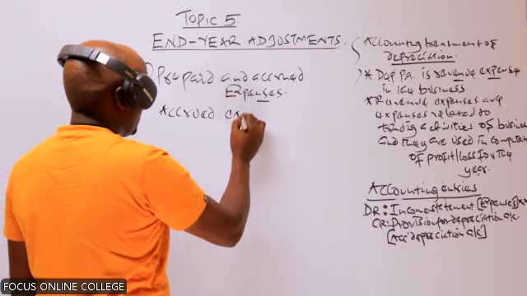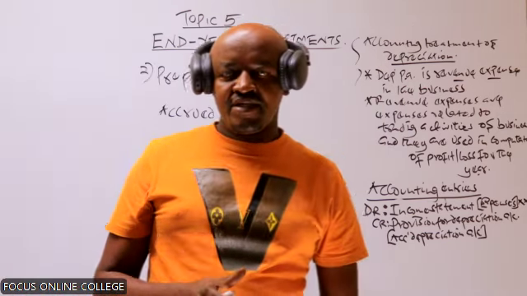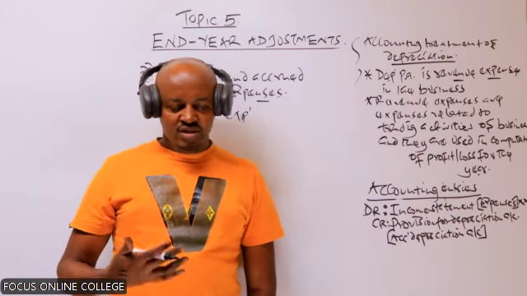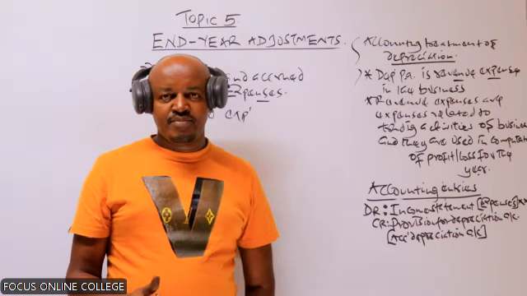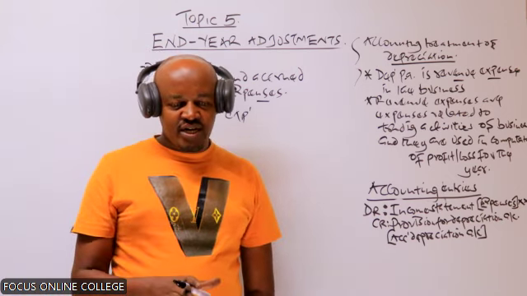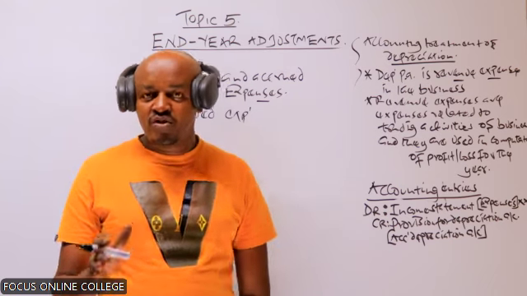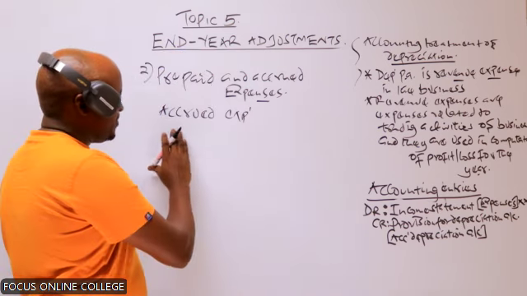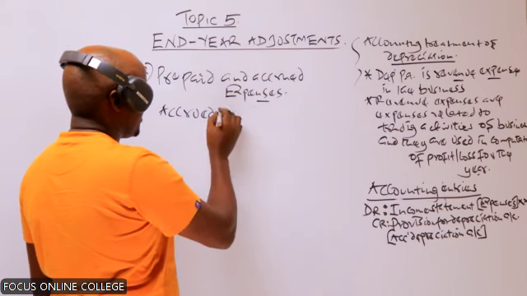Accrued expenses are those expenses which are incurred by a business, but when the year is coming to an end, they have not been paid. You have incurred some expenses, but you have not paid for them. A good example is when the year is coming to an end, maybe there is an electricity bill or a water bill which you have not paid. These expenses which have already been incurred, not yet paid, we also refer to as outstanding expenses.